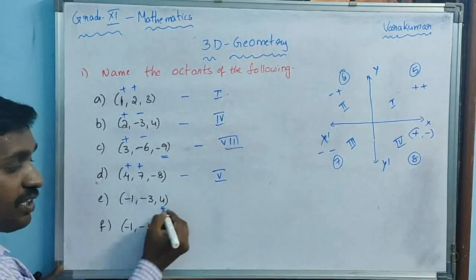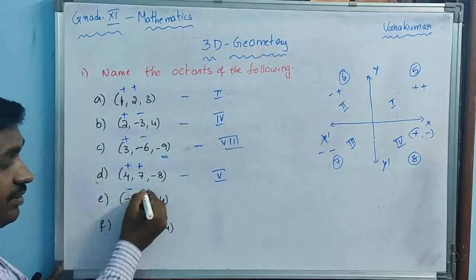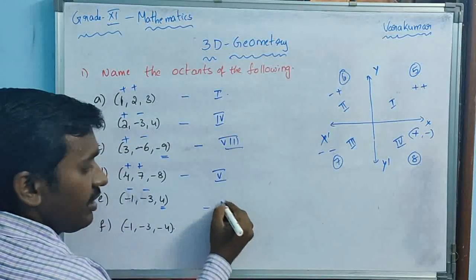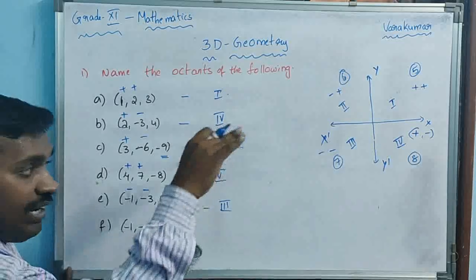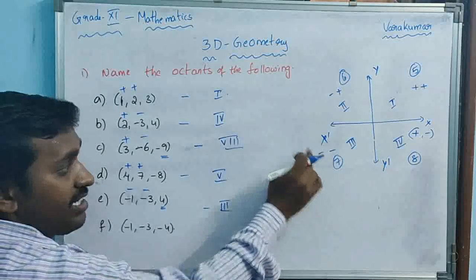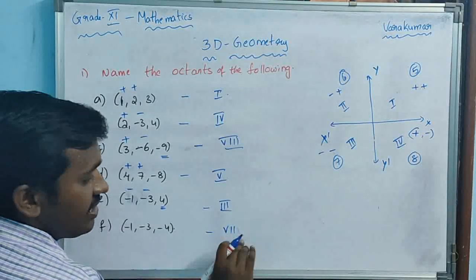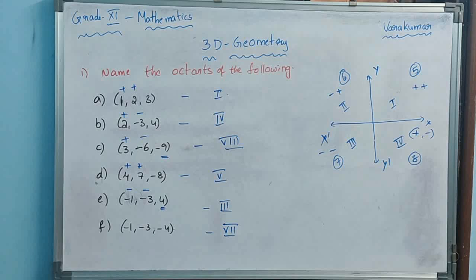Next one, z is positive, so go to the up layer. Then both are negative. According to this, third quadrant, and here the third octant. Then the z value is negative, so we have to come down. Both are minus, then we have to go to the down layer, seventh octant. So like this, we can easily mark all the octants.